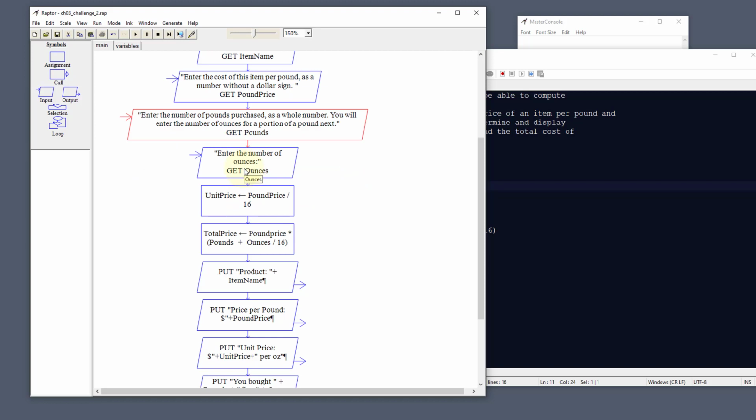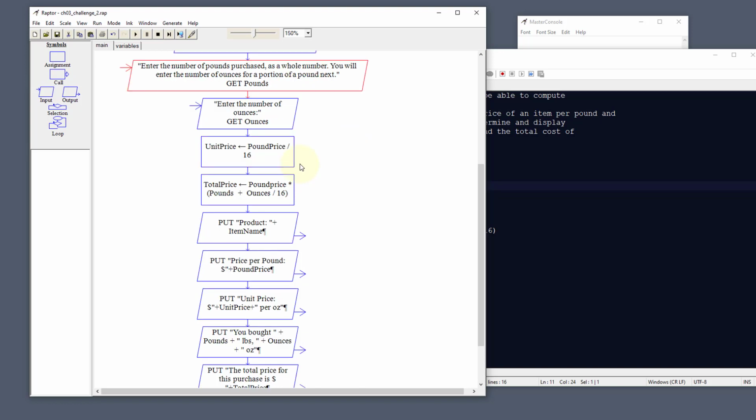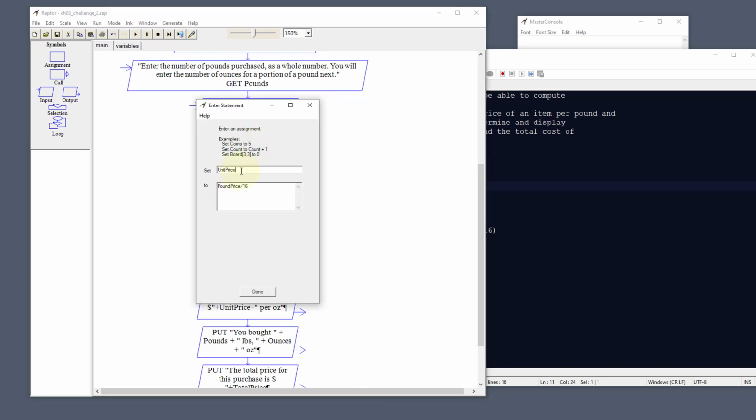And then we're going to ask for one more, and we're going to say enter the number of ounces. So we have to set pounds and ounces. And then we're going to do some assignments here. We have to do some calculations. We've set some of our variables, but now we have to set unit price. And we're going to say our unit price is equal to pound price divided by 16. 16 ounces in a pound, and that gives us our amount.